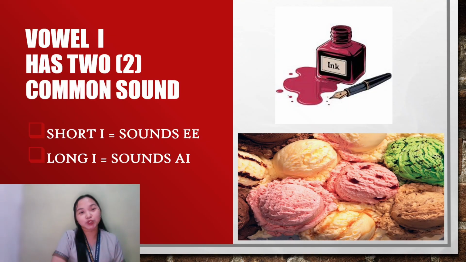The vowel I has also two common sounds, just like the vowel E. The short I sounds like "ih". The long sound is "eye". As you can see in the picture, we have an example for short I, which is ink, and for the long one is ice cream.